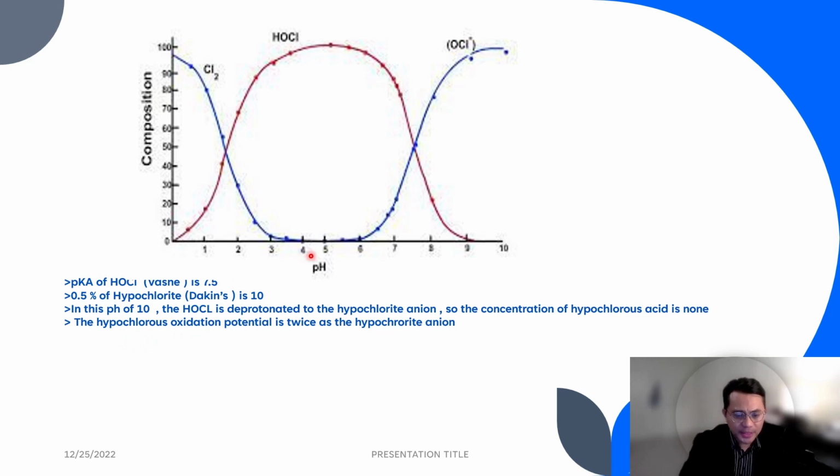I want to mention also that the hypochlorous acid oxidation potential is twice that of the hypochlorite anion. So its ability to kill bacteria is twice as effective as the hypochlorite anion.